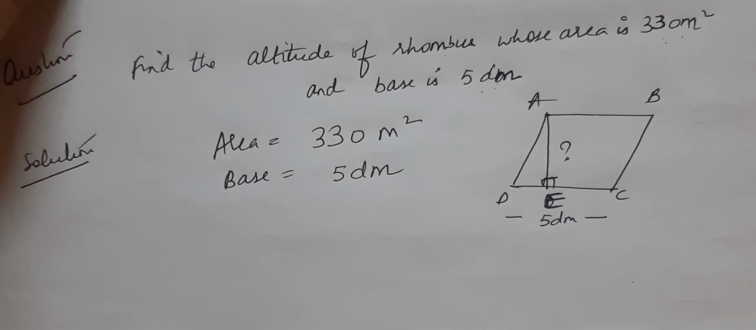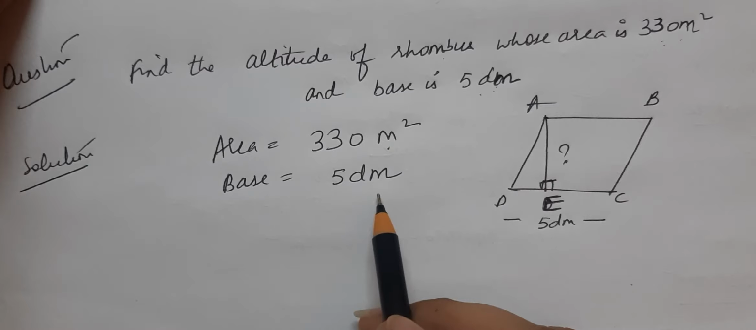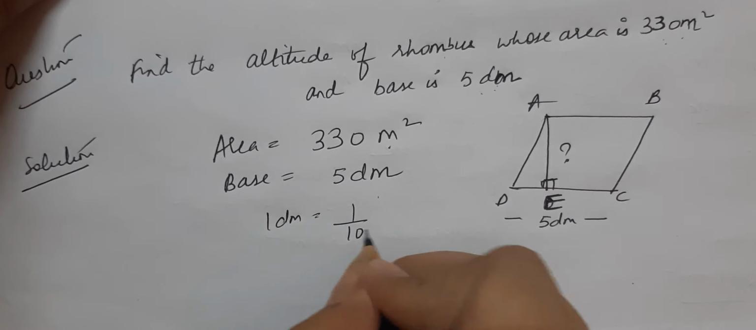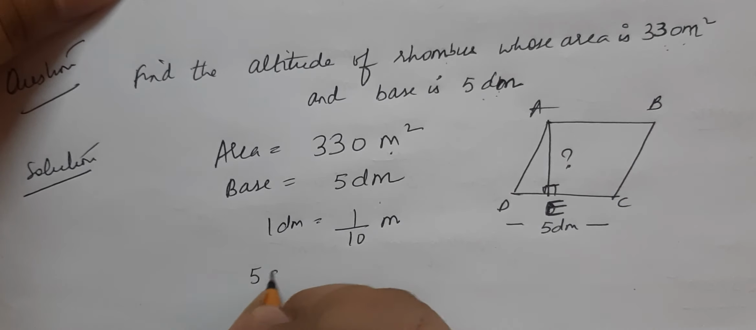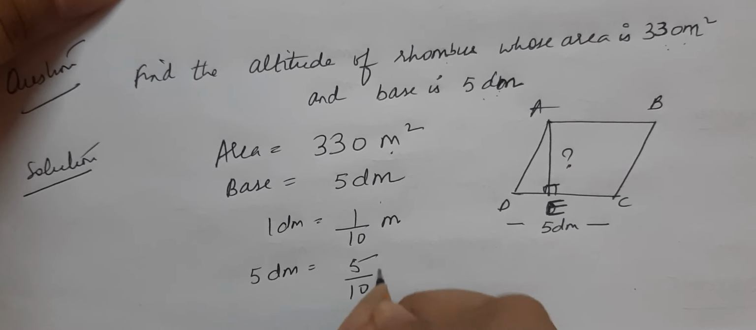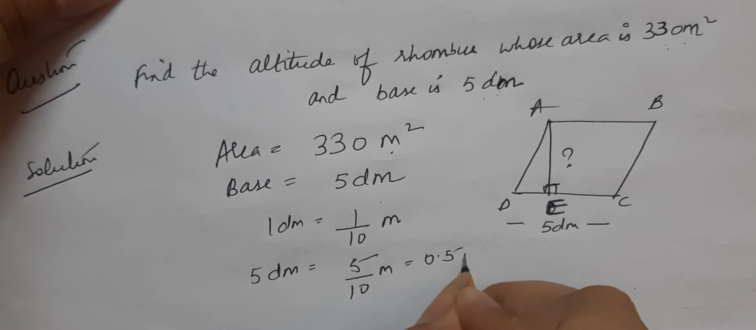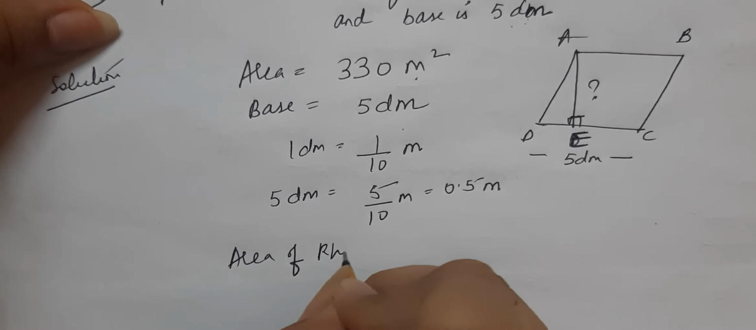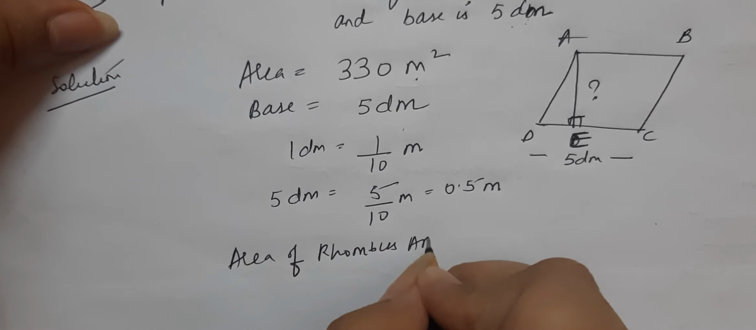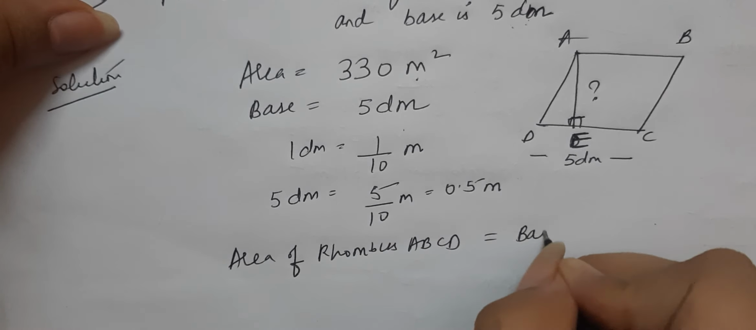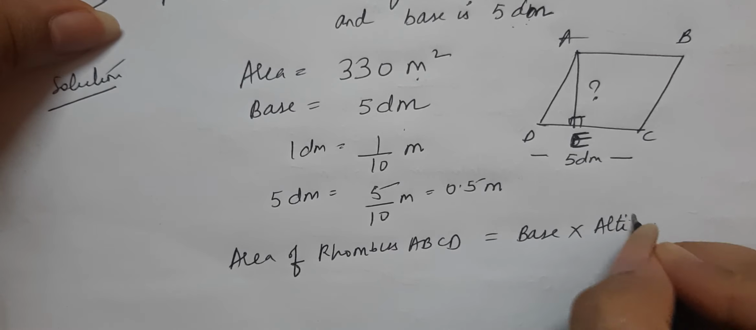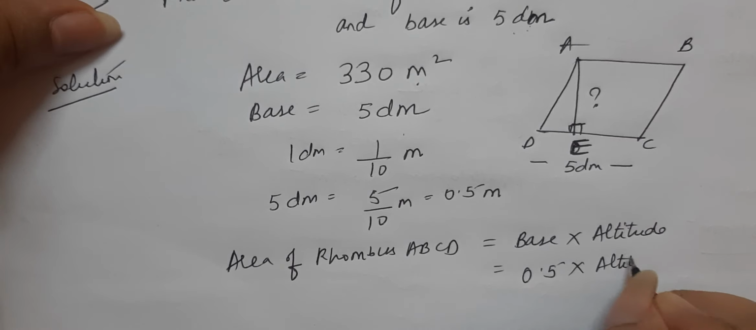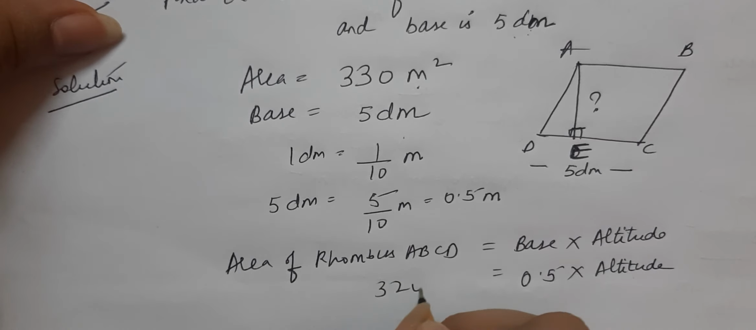First of all, I have to make the units the same. As the area is in meter, I will convert this decimeter into meter. I know 1 decimeter equals 1 by 10 of a meter. So 5 decimeter will be 5 by 10 of a meter, that is 0.5 meter. Now the area formula: area of rhombus ABCD will be base into altitude, and therefore 0.5 into altitude, and I have the area as 320.